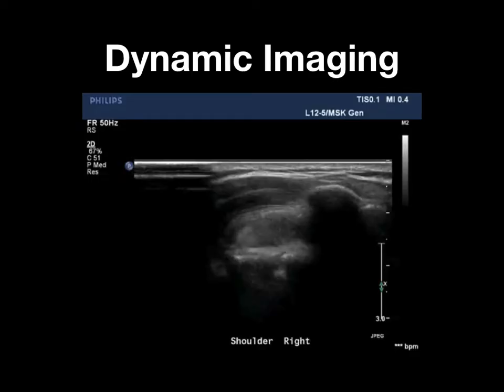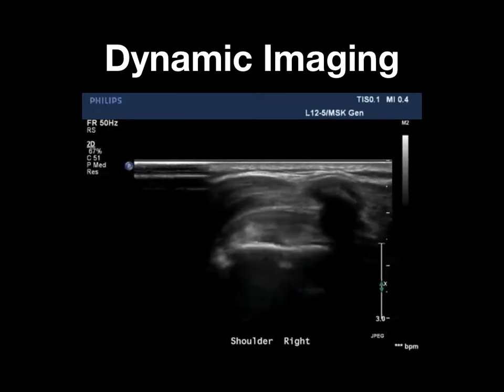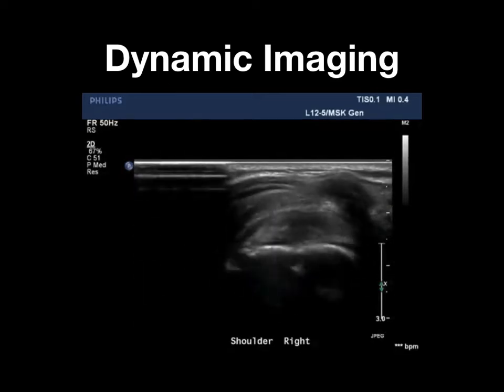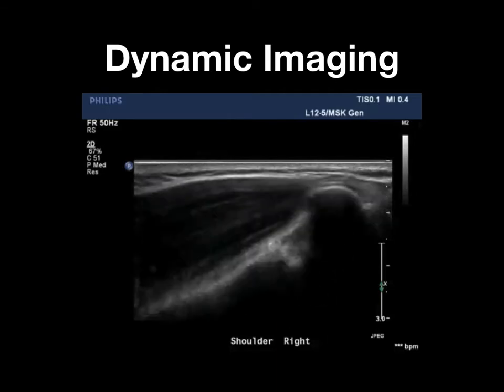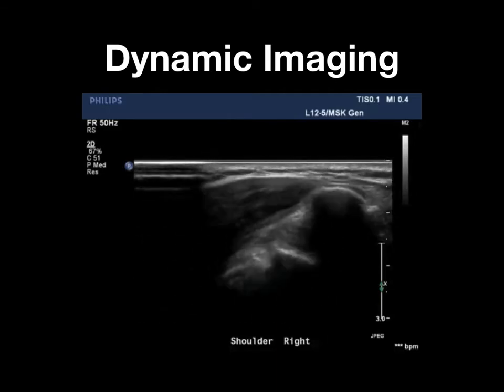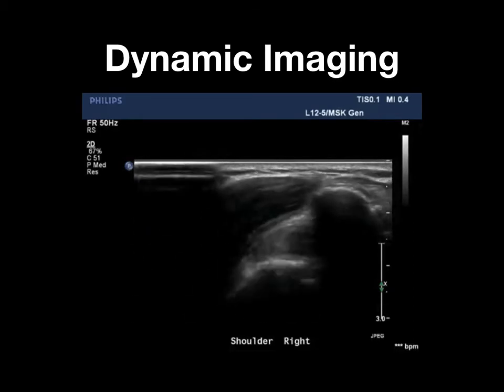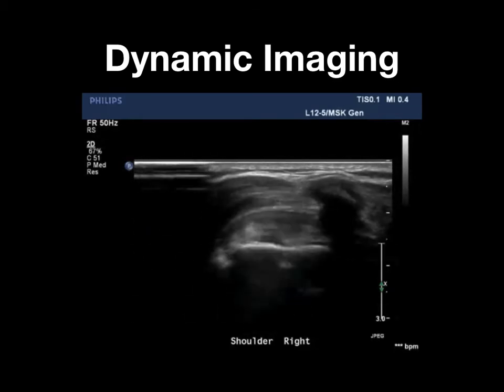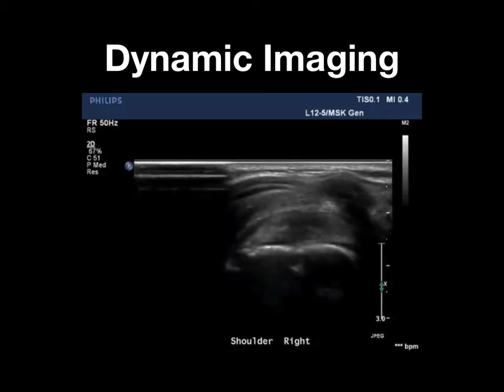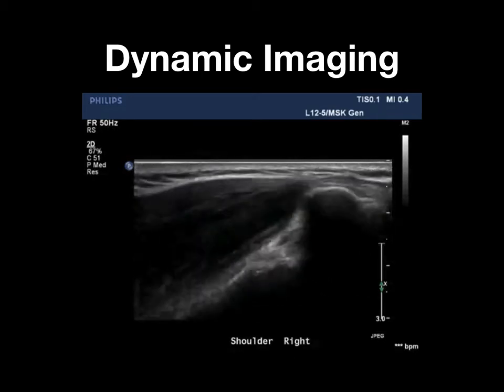Dynamic imaging is really what separates ultrasound from other imaging modalities such as X-ray or CT. Often, musculoskeletal and soft tissue examinations will involve evaluation of moving parts, making dynamic imaging quite useful. For example, when evaluating for tendon or muscle injury, passive or active range of motion of the joint of interest may be helpful to better elucidate pathology, such as a partial tear or a complete tear.